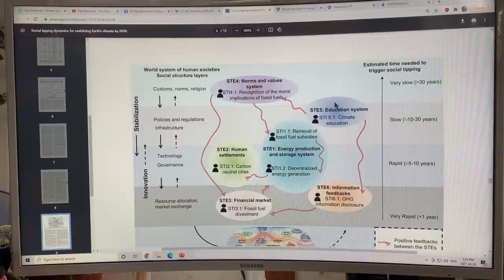only know about climate change details and facts from stuff that they've read on their own or come across on social media. And a lot of that has been inaccurate. We need climate education from day one in the schools. It should be part of every subject, talking about climate change. And then information feedbacks, greenhouse gas information disclosure.